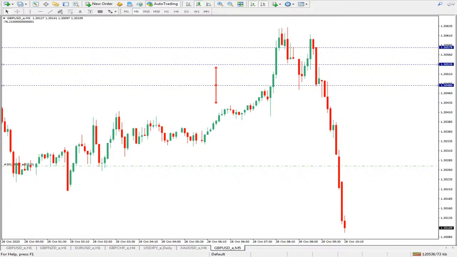So if the price breaks above a level and we're in an uptrend, and then the inside bar happens after that, look for buy positions. If the price breaks below a level while we are in a downtrend, and then an inside bar happens after that breakout, then keep looking for sell positions.